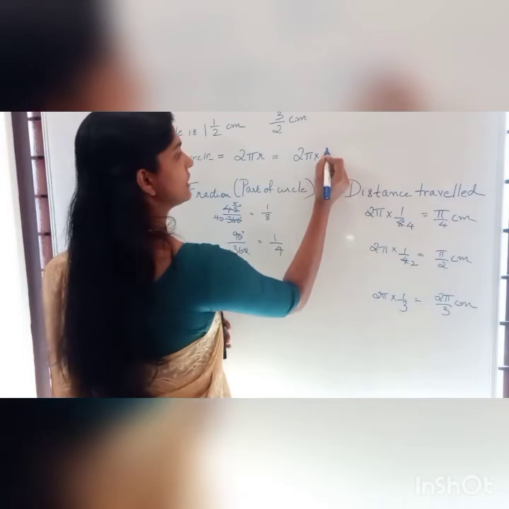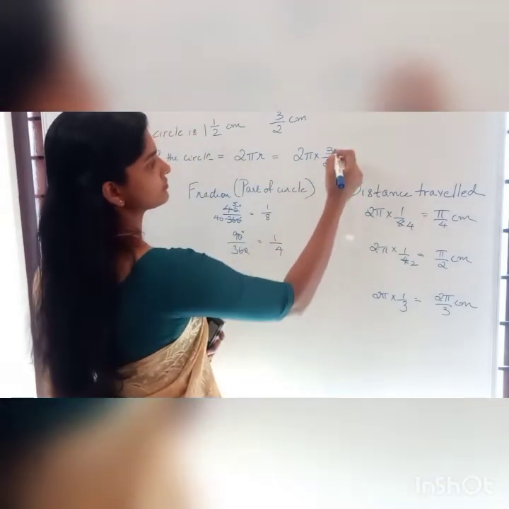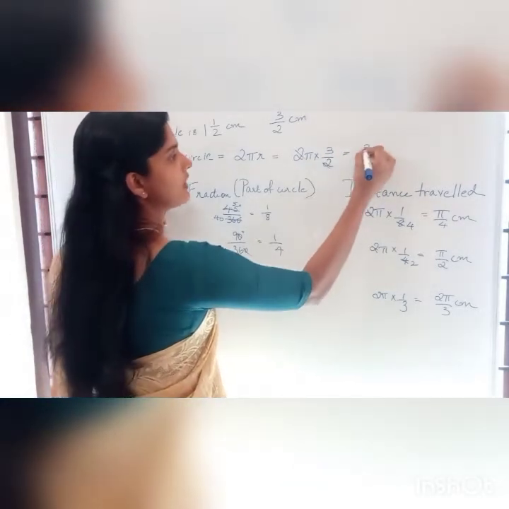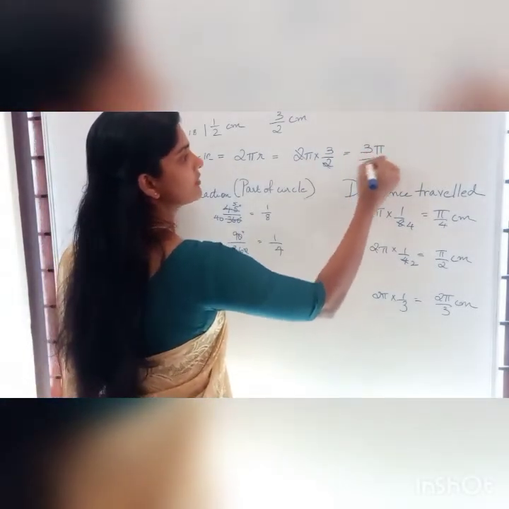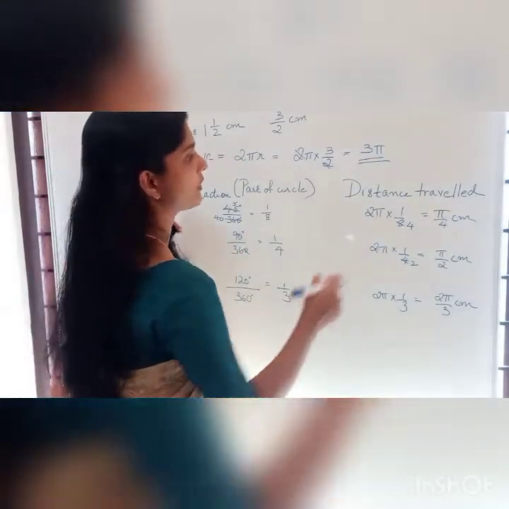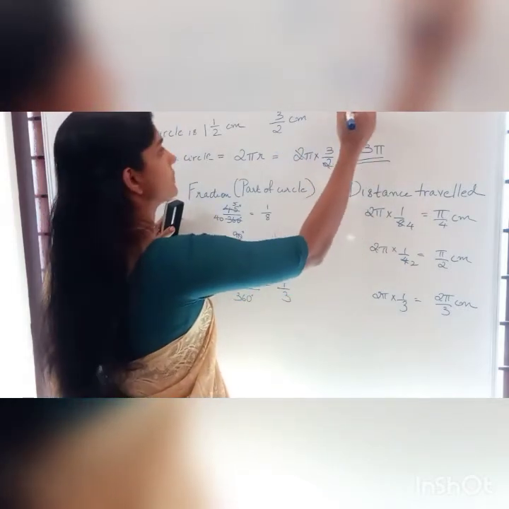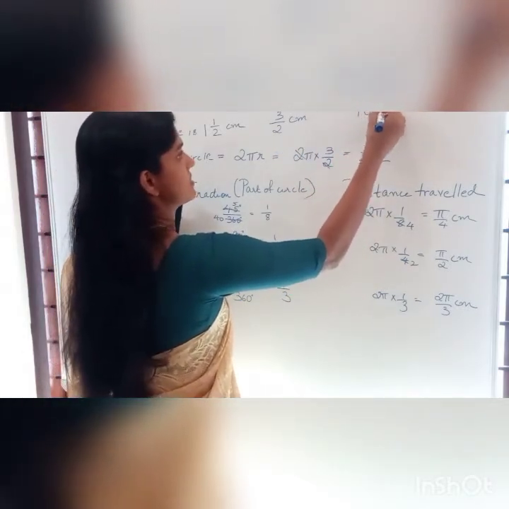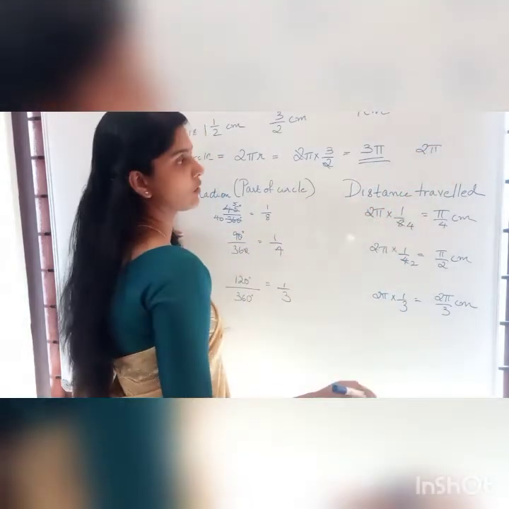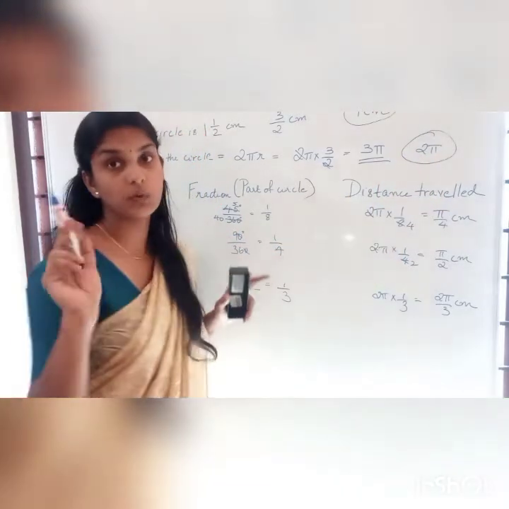It is 3 by 2. So, what will the perimeter of the circle be now? It will be 3 pi. Right? Before it was what? Here it was 1 centimeter and here it was 2 pi centimeter. Okay? This is the case when it was 1 centimeter.